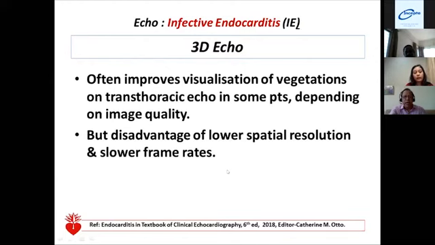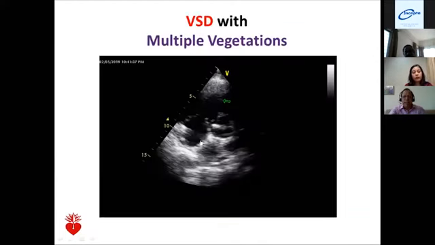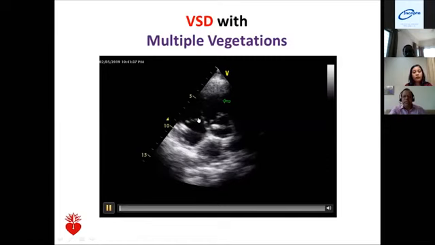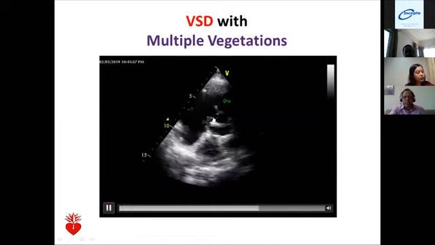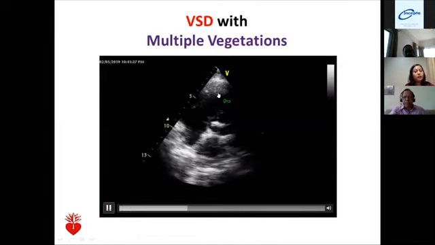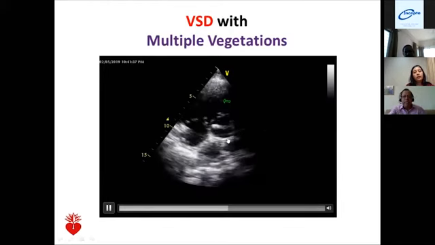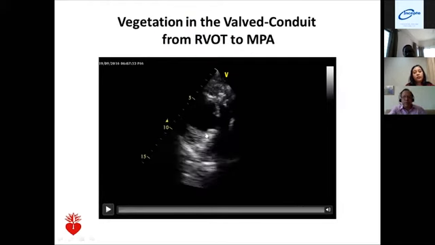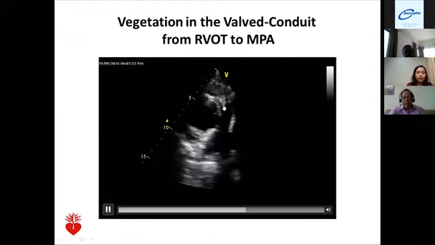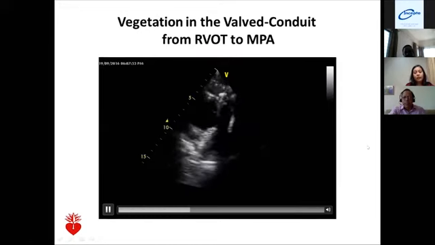Differential resolution and slower frame rates. And this is the vegetation. You can see the case of ventricular septal defect. This is the ventricular septal defect, and you can see the multiple vegetations. And this is the vegetation of the valve conduit from the RVOT to the main pulmonary artery. This is the valve conduit, and this is the vegetation. You can see the oscillating and chaotic movement of the vegetation.